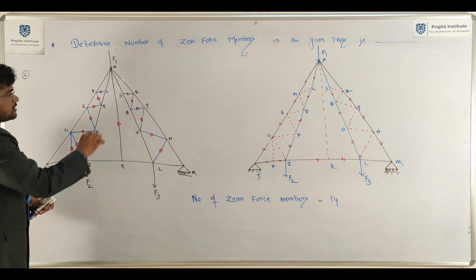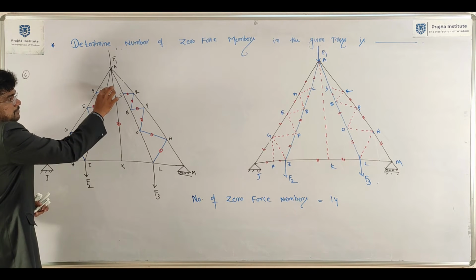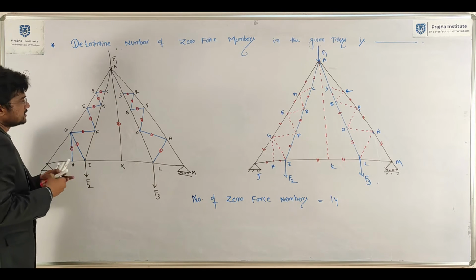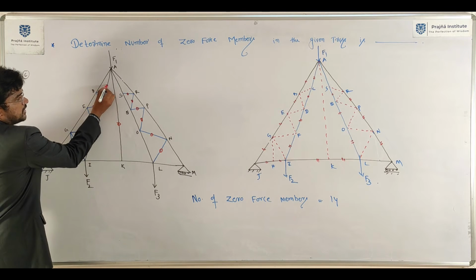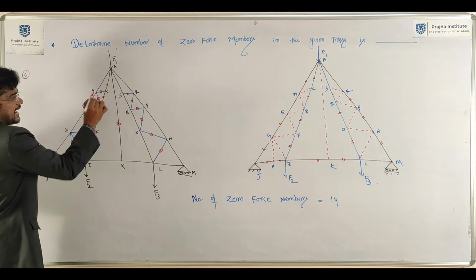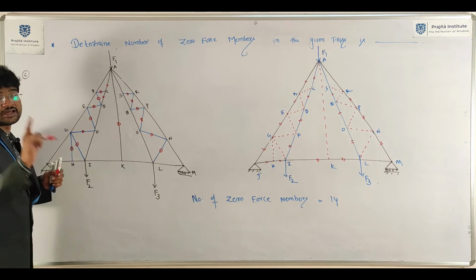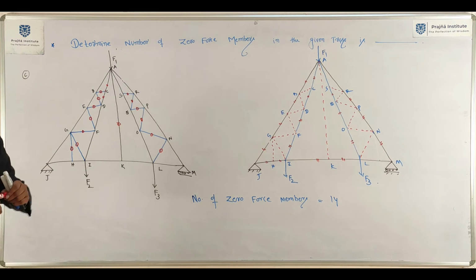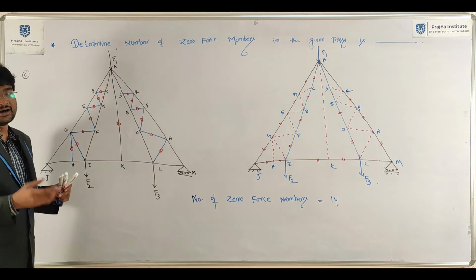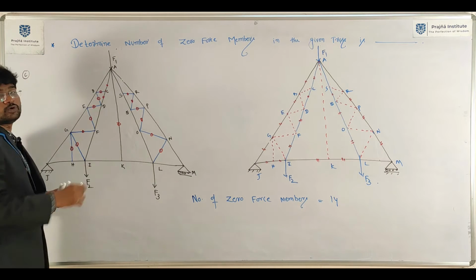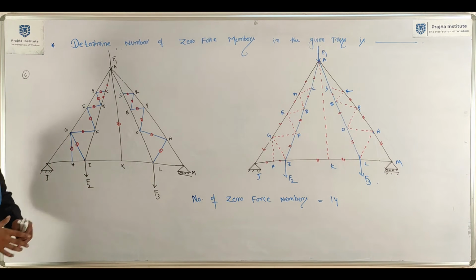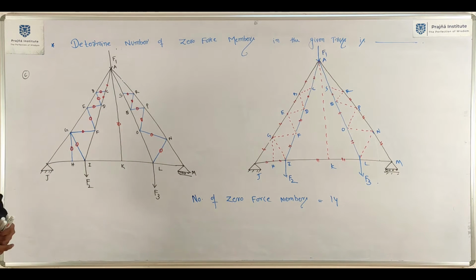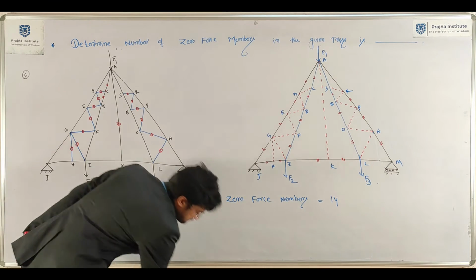Okay? 3 members are meeting at the joint, 2 members are collinear. Then if no load is acting at the joint, the force in the non-collinear member must be 0. Once you remove it, again we need to apply the same rule here. Like that we need to follow. Okay. So next, question number D.